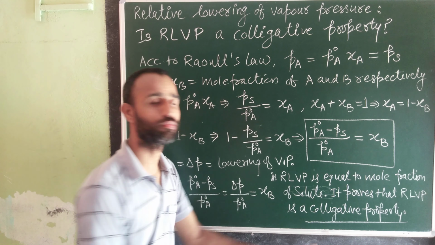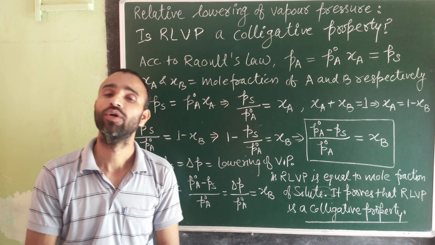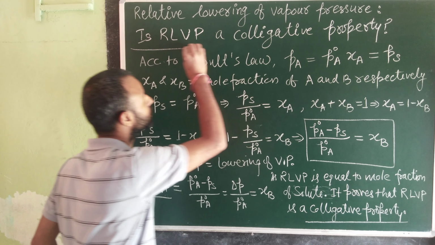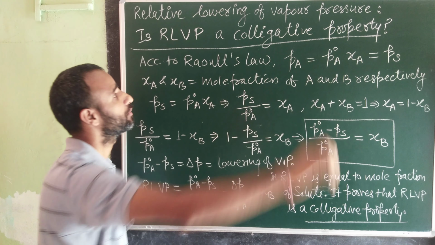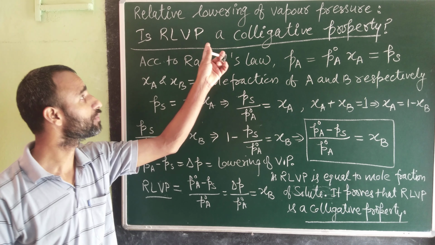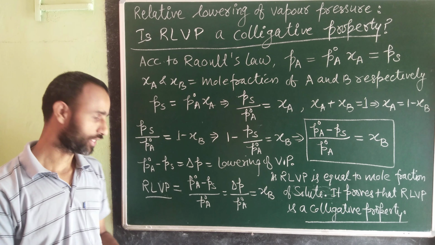So this is the first part of our question, that this relative lowering of vapor pressure is a colligative property. We have proved it. Now we say how we can determine molecular mass of the non-volatile solute by using this property. So just note down, this is the answer of this question: is relative lowering of vapor pressure a colligative property, or prove that relative lowering of vapor pressure is a colligative property? Then we will proceed further.